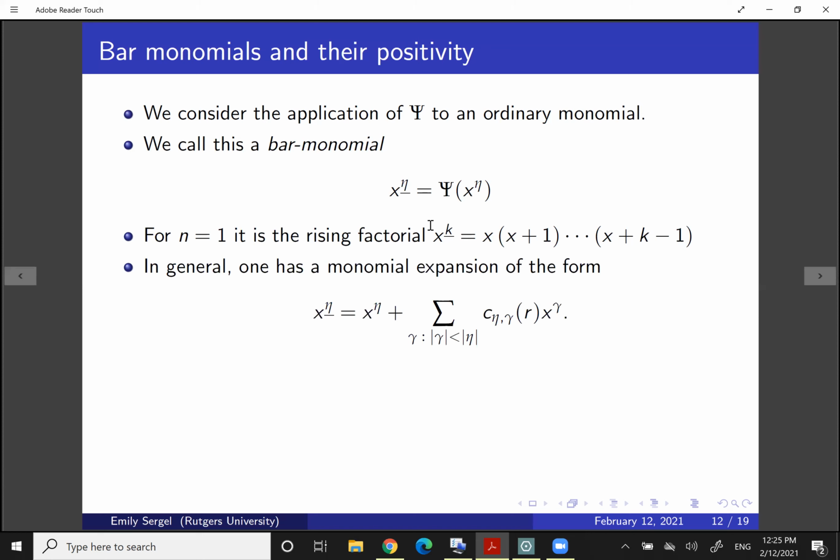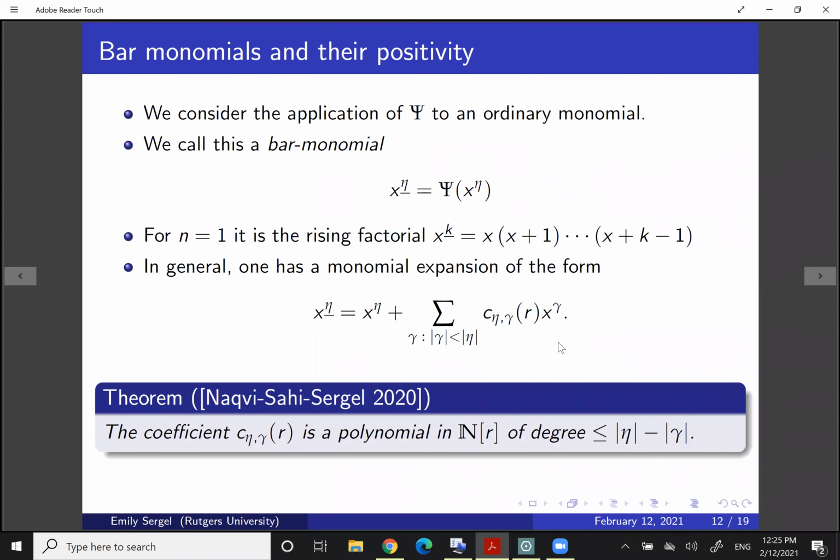Our bar monomial equals the monomial that we dehomogenized plus lower stuff, lower degree terms. And our theorem is going to be that all these coefficients that appear in front of the lower degree terms are polynomials in our parameter r. And we have a bound on the degree that's going to allow us to go back up and get the results we originally wanted in the Jack setting.